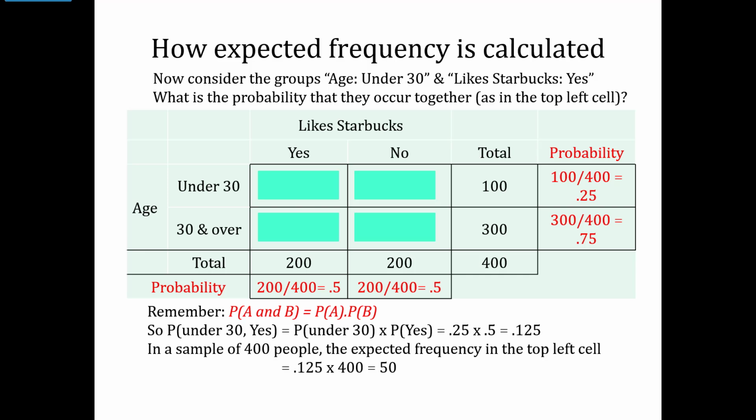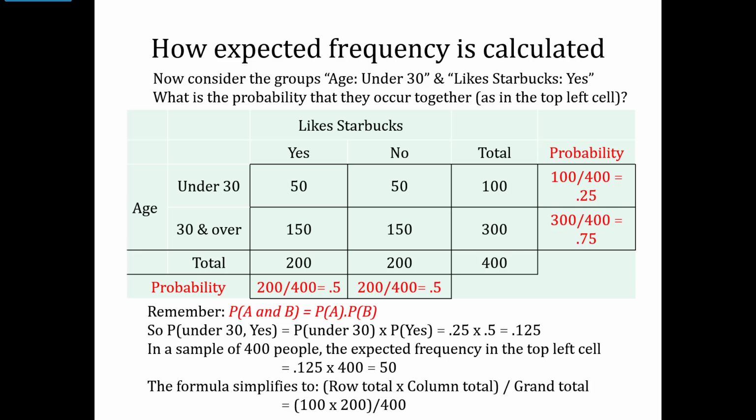In a sample of 400 people, we would expect to see 0.125 times 400 or 50 people in the top left cell. So that's the expected frequency for that cell. We can calculate the expected frequency for each cell in a similar way. Notice that the total of the expected frequency in each row or column always equals the observed total in that row or column. That's because the probability of being in each group is always the same as what we observe. But the distribution of frequency across the cells changes based on the assumption of independent events.